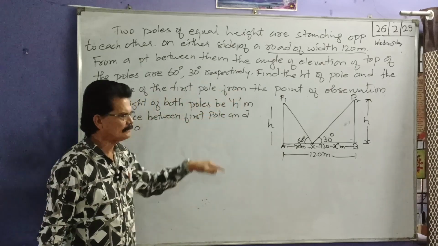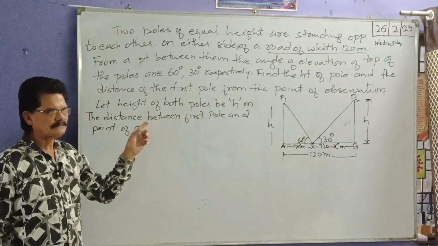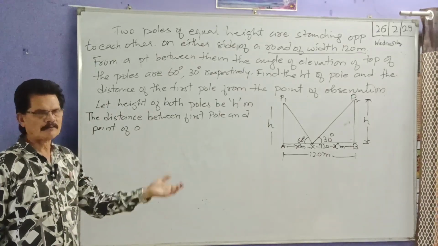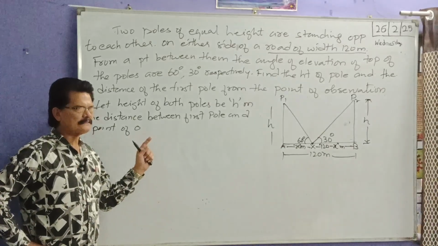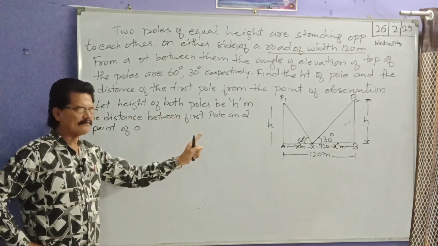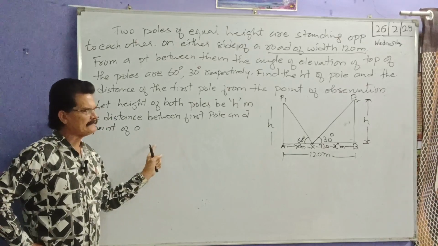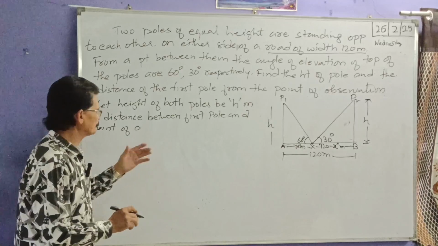x. The question asks exactly that, and we take it as the let statement. What is the question asking? Find the height of the pole. So let the height of the pole be h meters. What is the second one? Find the distance between the point of observation and the first pole. So let the distance between the point of observation and the first pole be x meters. Right? Now start off.